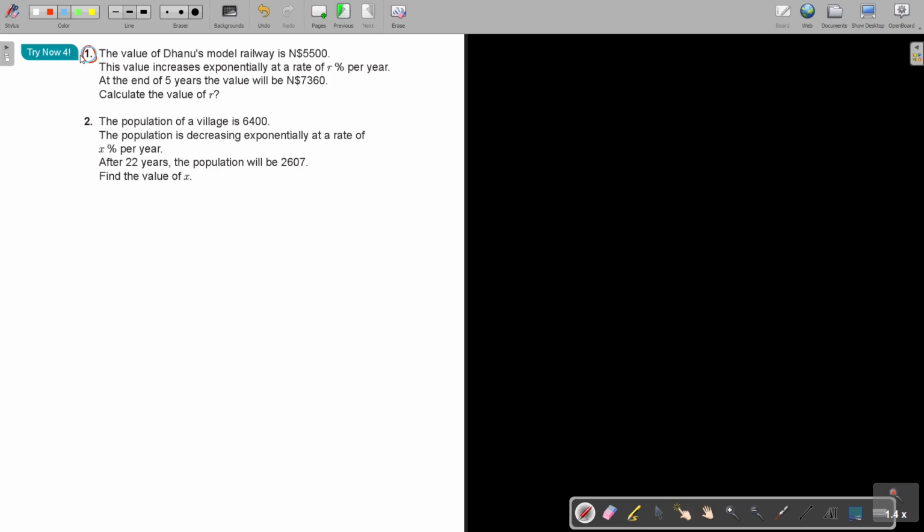I'm going to make it blue due to the increase. Okay. Let's start. The value of Danus Model Railway is 5500. The value increased exponentially at a rate of R% per year. At the end of 5 years, the value will be this. Calculate the value of R. So let's just put it in.